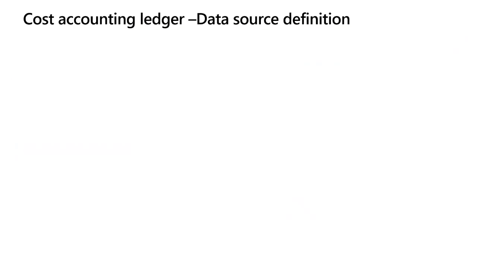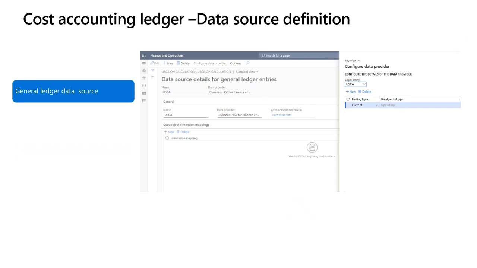After that, in the cost accounting ledger, we also will have to define where the data is going to come from, and that definition is going to come from data source definition. So let's first look at the data source for general ledger. In case of general ledger, the data is coming from finance and operation, and the cost element dimension that we are using is cost element.